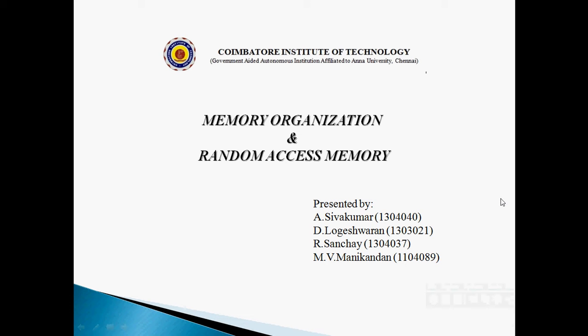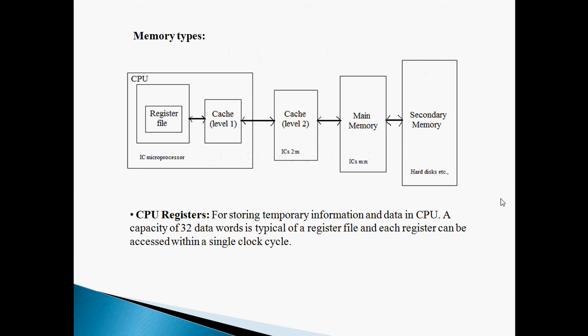Hello, this is the topic we are going to present: memory organization and random access memory. The figure shows a conceptual arrangement of a multi-level memory system in a computer. It starts from a register file and then cache level 1, level 2, main memory and secondary memory.